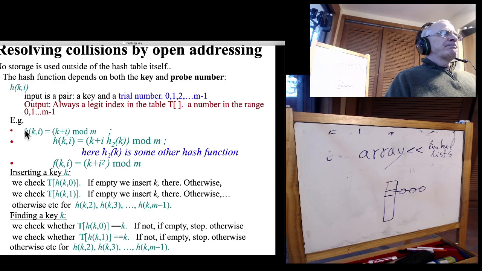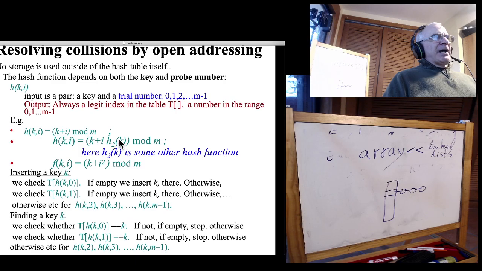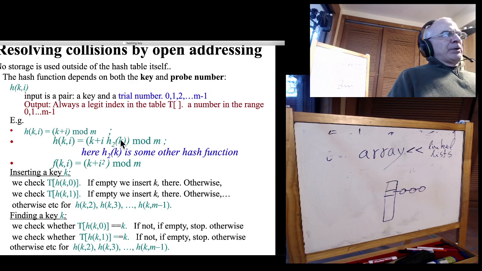And let's take some examples. h(K, i) might be (K + i) modulo m. That is the index plus the trial number, modulo m, the size of the table. A different hash function would be K plus i times a different hash function. Instead of just taking i multiplied by 1, I'll multiply i by a different hash function of K. We'll see why it's a good idea to use this type of hash function. Another example: h(K, i) is (K + i squared) modulo m.